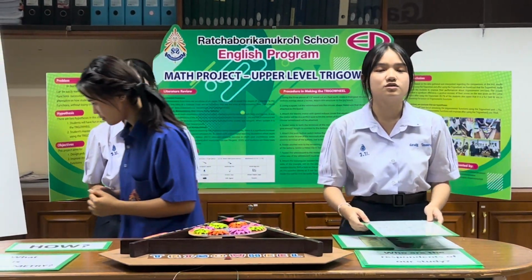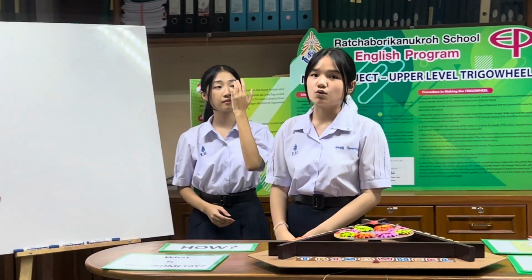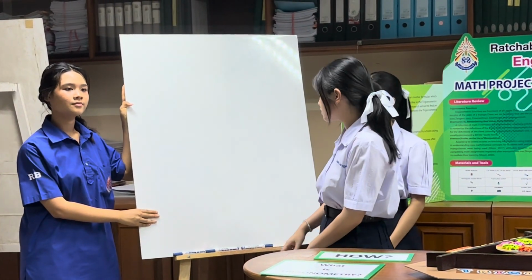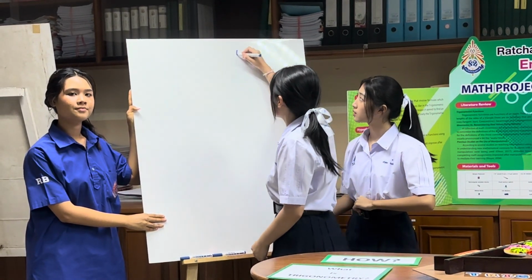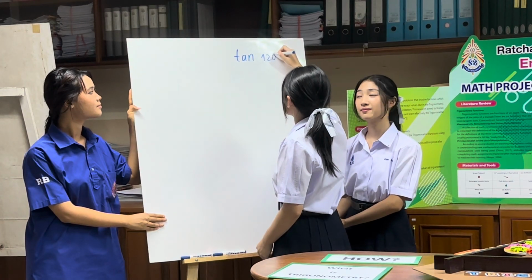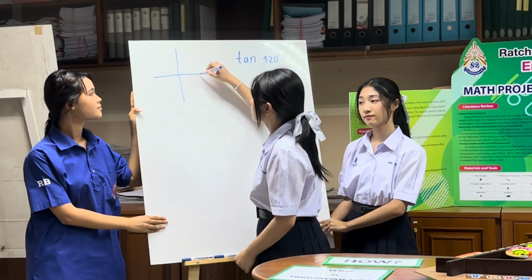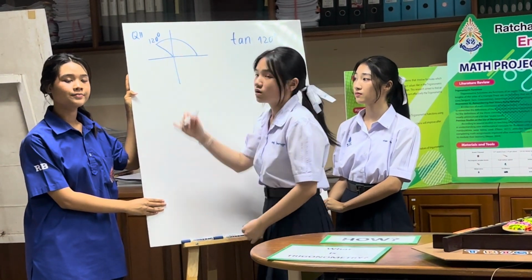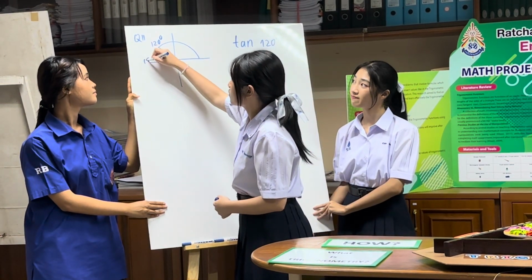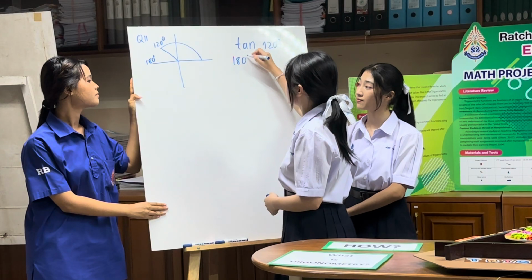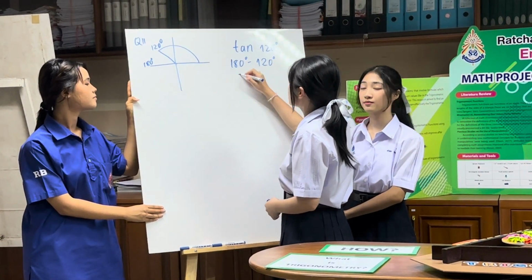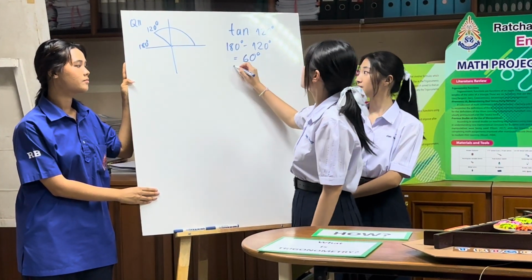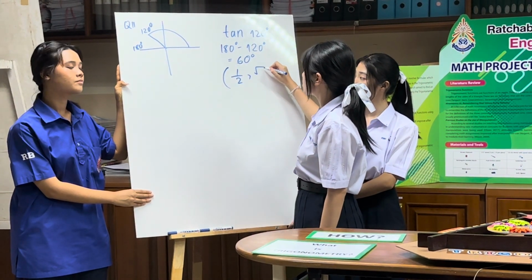Lastly, I will show another example from quadrant 2 in the unit circle to show how useful the reference angle is in solving other angles in the unit circle. For example, tan 120 degrees. In the unit circle, 120 degrees is in quadrant 2. To find the reference angle, we use 180 minus 120. So, the reference angle is 60 degrees. The coordinates for 60 are 1/2 and square root of 3/2.